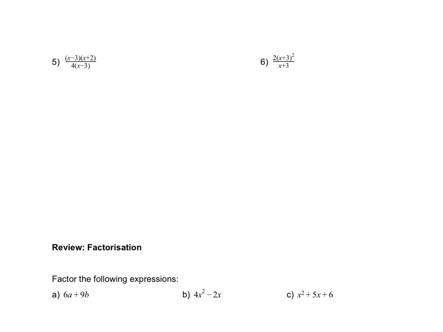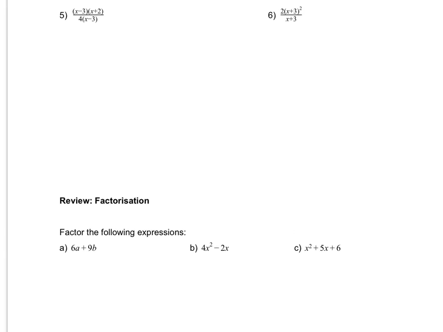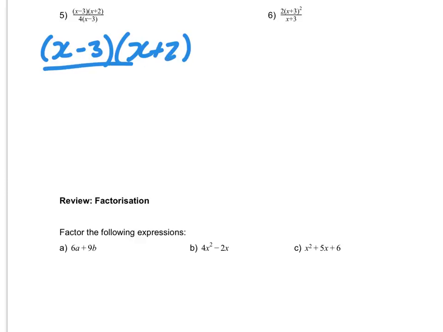Right, let's move on. Let's look at some that are a little bit trickier, perhaps. Well, straight up what we have here, these ones are pretty easy. So we have a list of factors, and we just have to look for common factors that we can cancel out, like we did in the last one. So I'm just going to write it out again. So I have x minus 3 times x plus 2 over 4 times x minus 3.